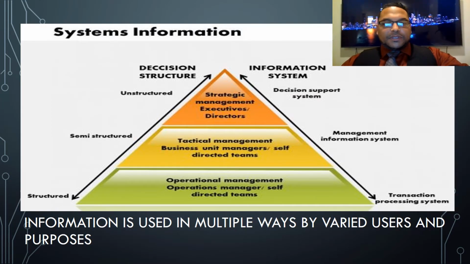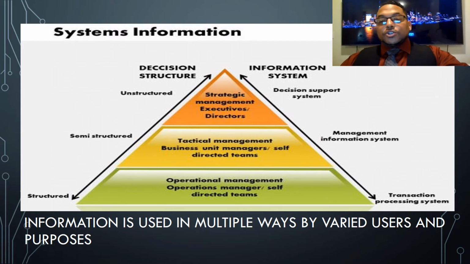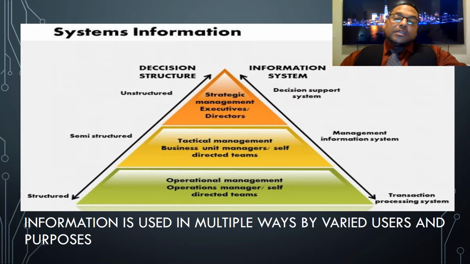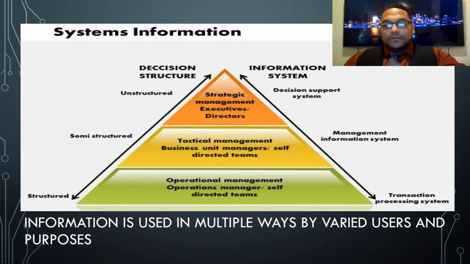Continuing on with systems information, we look at the pyramid in the model for that information structure as we see both ascending and descending worth on the decision side and information system usage in ascension and descent on the right. Now, the pyramid serves as a two-prong view of what information systems are and their overall components.